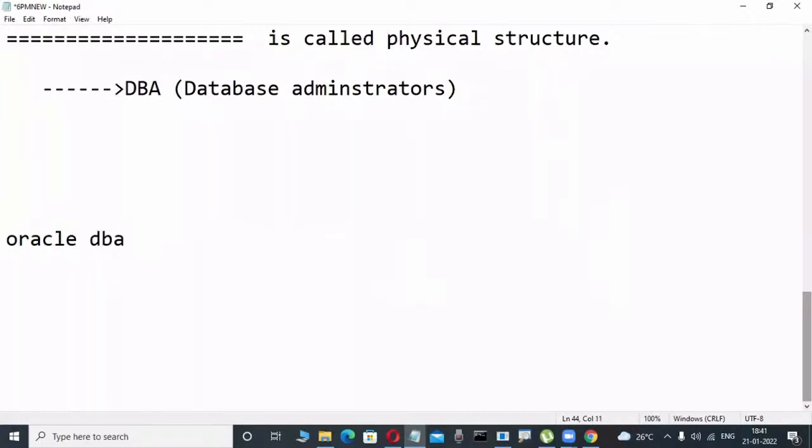DBA course is there, don't worry. Backup, okay, so now here, recovery. So many things are there in that one, table spaces, segments, so many.